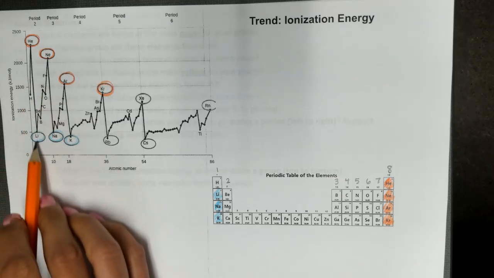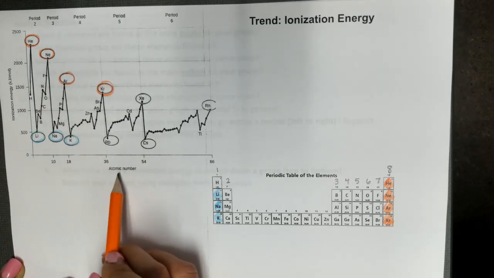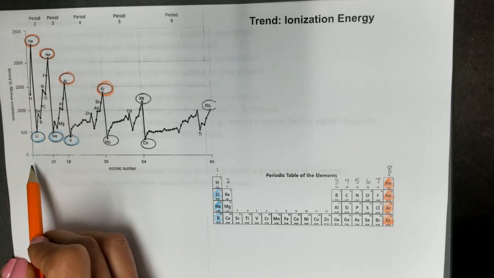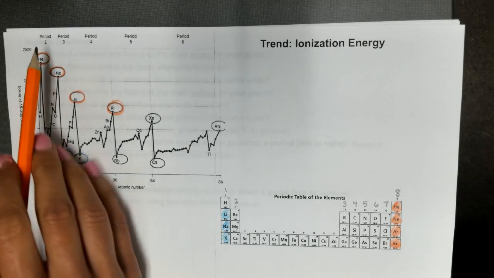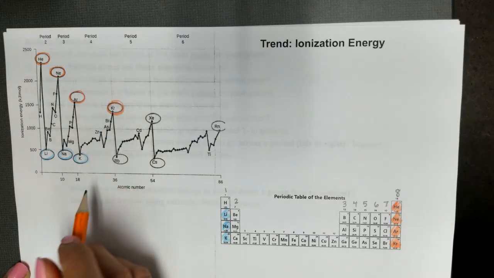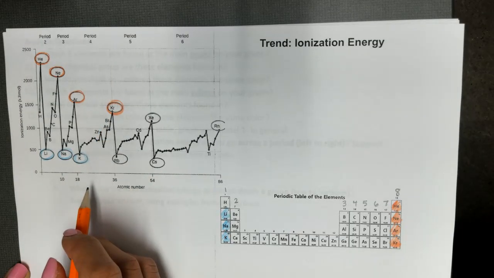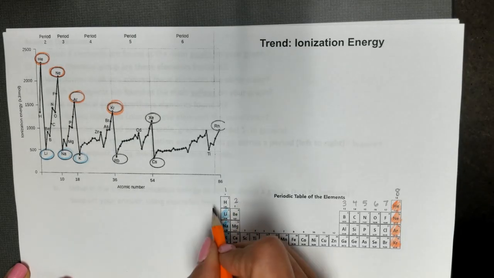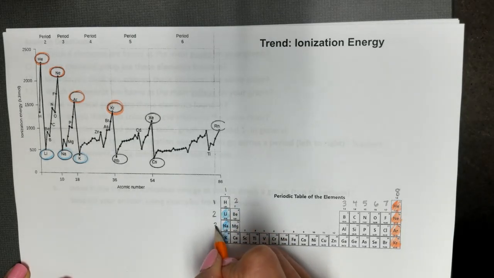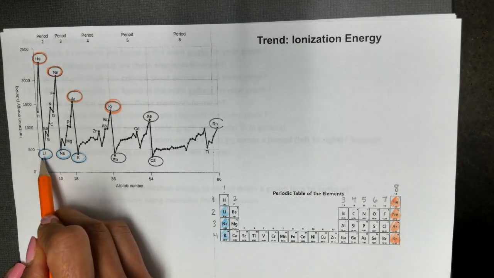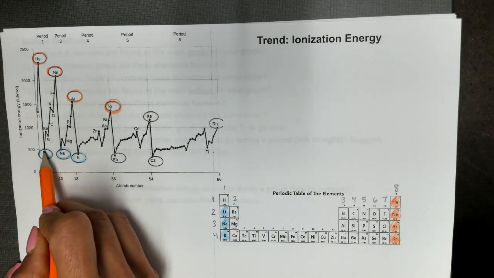When we're looking at our data here, we have the atomic number on our x-axis, and we have the ionization energy on our y-axis. We also have the periods labeled to help you see what's happening as we go across a period. So starting here, let's start with lithium, because lithium is my first element in my second period. So here's lithium, element number 1 in period 2.